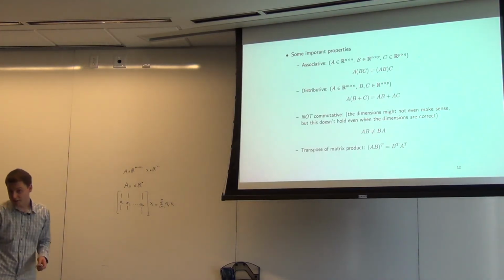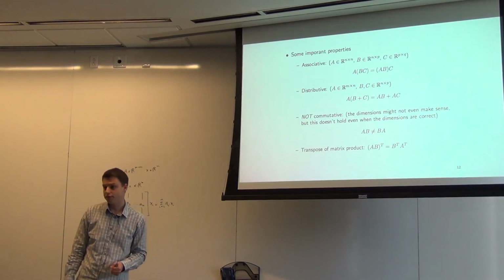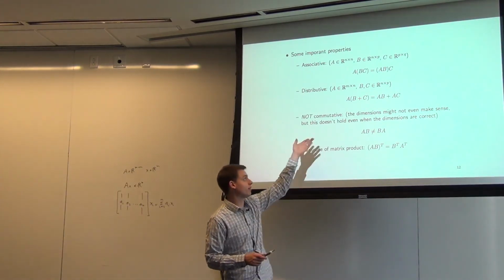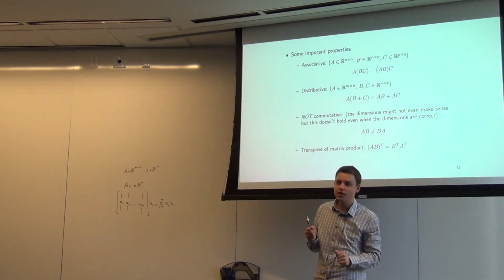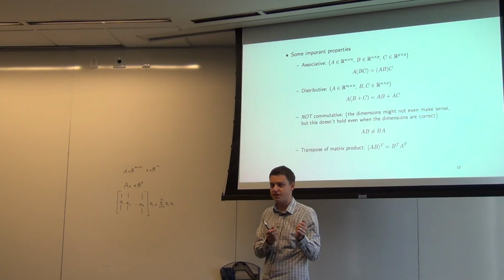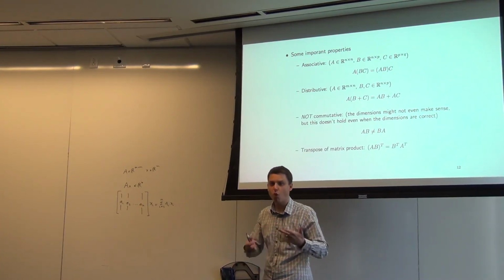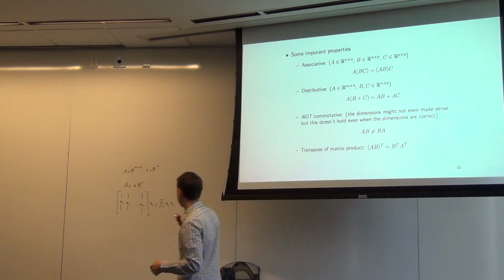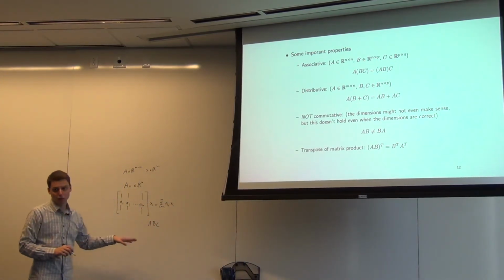Some important properties of matrix multiplication. It is associative. I won't write this down, but you can see them on the slide. That means (AB)C equals A(BC). It doesn't matter what order you do them in, so we typically won't write an order at all. We'll just write ABC.